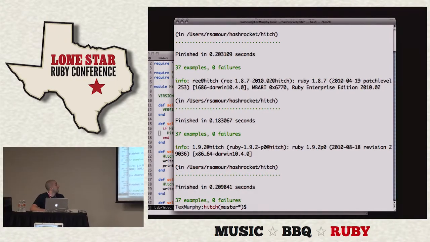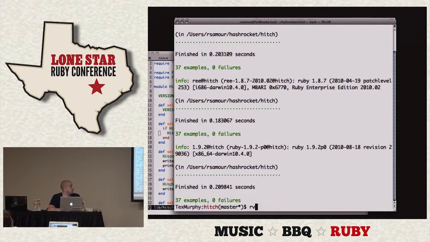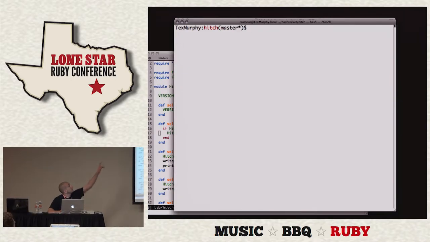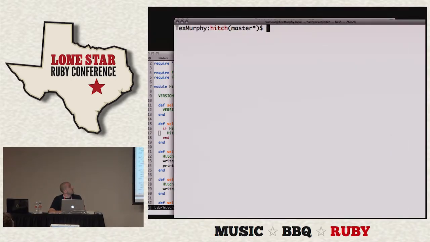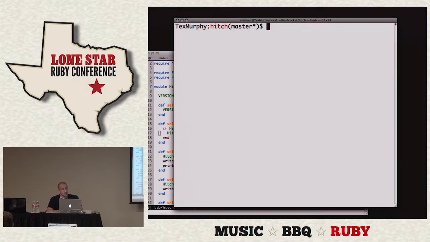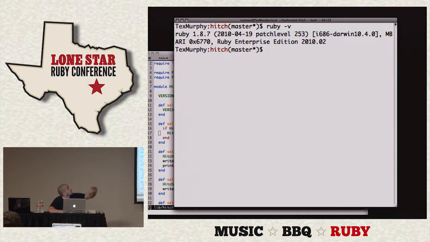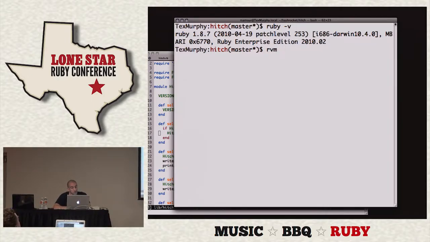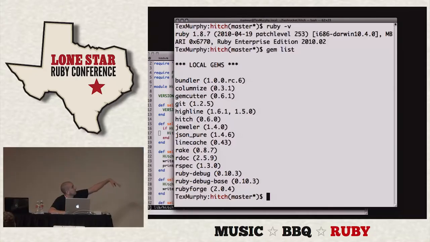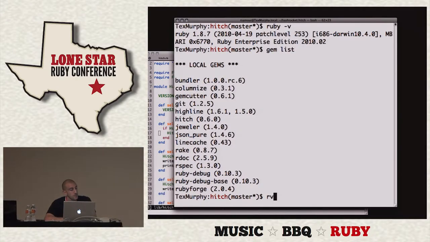So how did I get here? If we say ruby, is this font too small for this? Okay. That's better. All right. So if I say ruby -v, it says I'm right now in REE. So if I wanted to go to, and again, I'm in RVM, so I'm going to say gem list. And it shows me the stuff that's installed. I'm going to say rvm gemset empty.